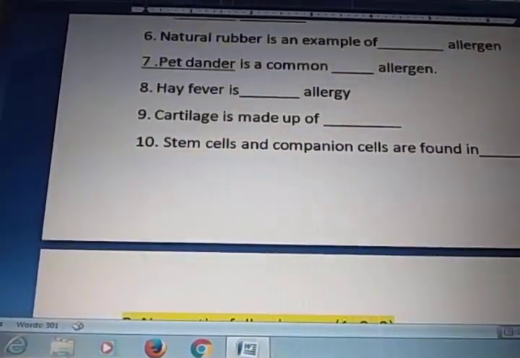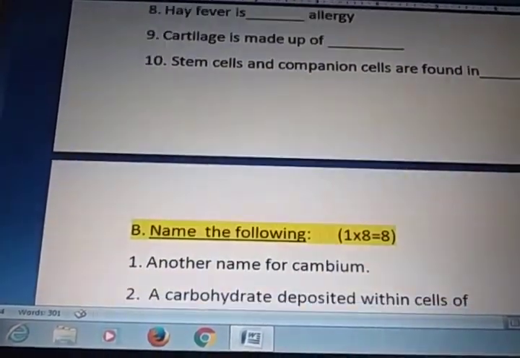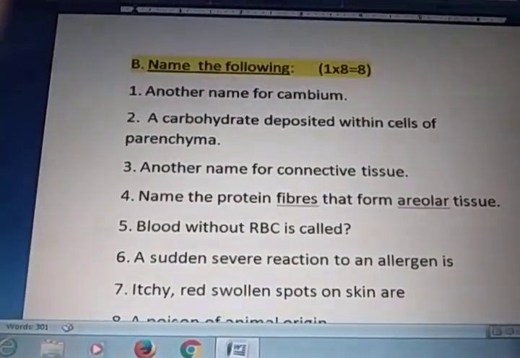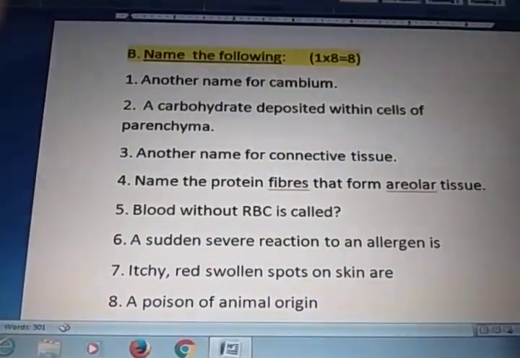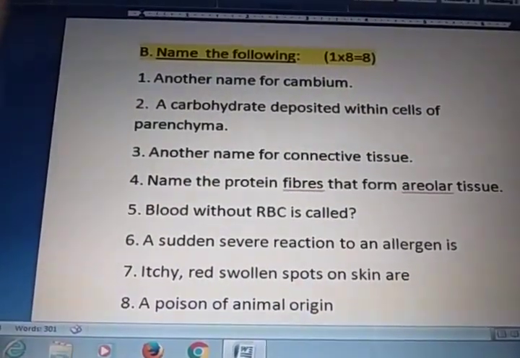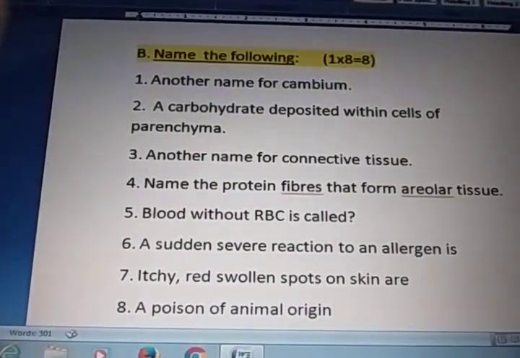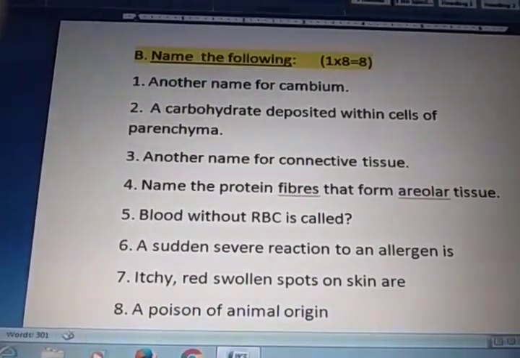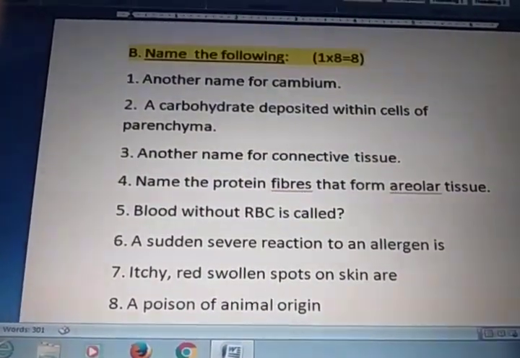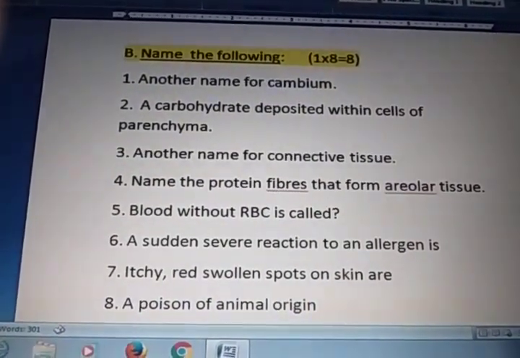Now your part B, it is name the following, and there are 8 parts in this question. First one, another name for cambium. Second, a carbohydrate deposited within cells of parenchyma. Third, another name for connective tissue. Fourth, name the protein fibers that form areolar tissue.